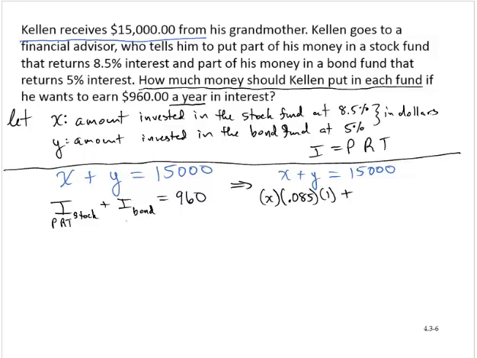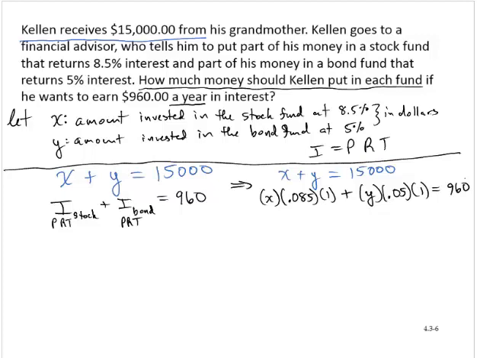Plus, the interest from the bond fund is again a principal, a rate, and a time. The principal is y dollars. The rate is 5%, so 0.05, and again after 1 year. And that will give us $960. So we now have a system of equations that we can use to solve this problem. So now let's solve it.